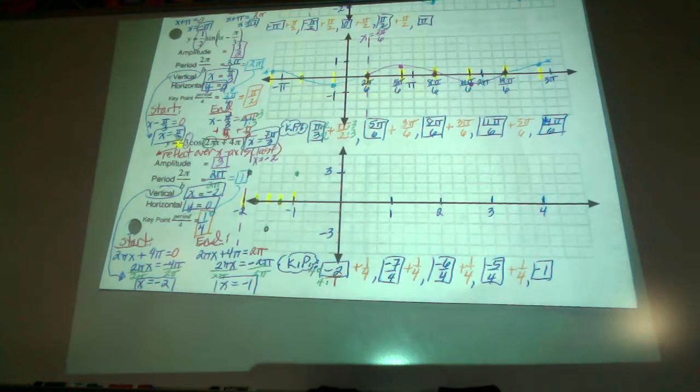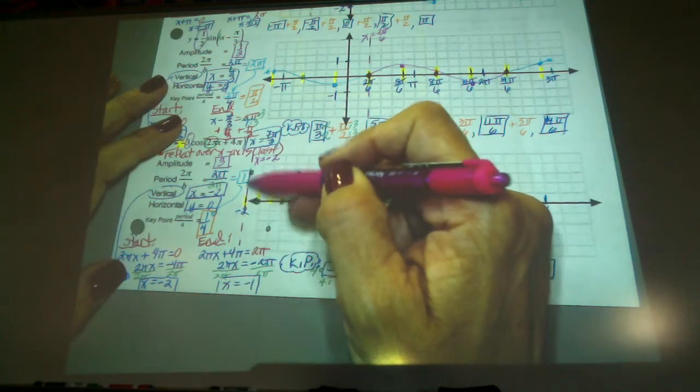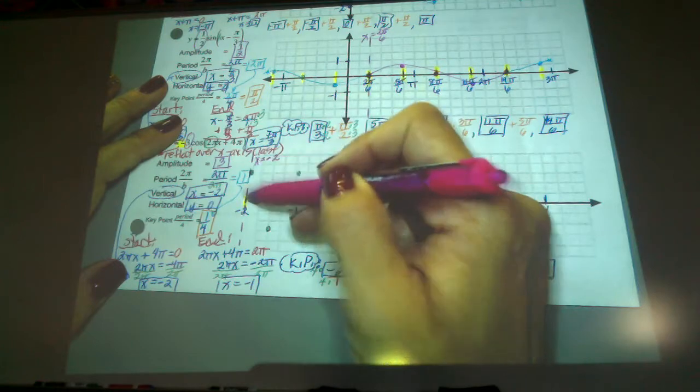If we're reflecting over the x-axis, we have to look at the distance that each of those points are from the x-axis. Isn't this point 3 units from the x-axis? So I want to go 3 units on the other side.